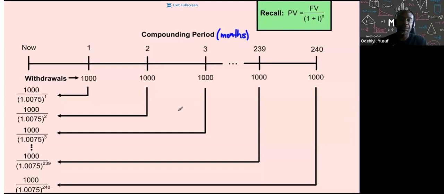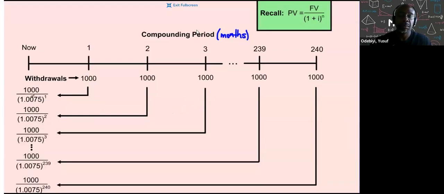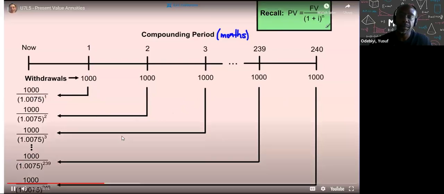Just like we made the timeline in the previous lesson, we're going to do the same idea, but now bring the money backwards to today. So this first $1,000 withdrawal 1 month from now, we're going to bring it back to today. And if we remember our present value formula, it's equal to the future value divided by 1 plus i to the power of n. So we're looking at this formula here.